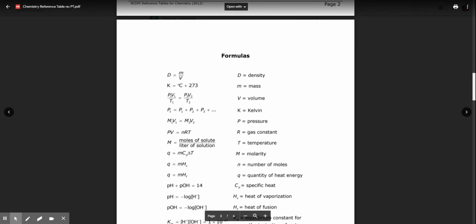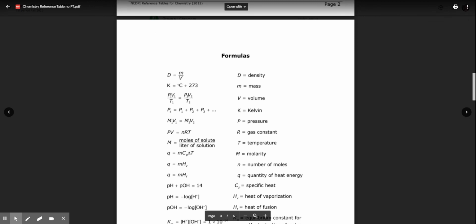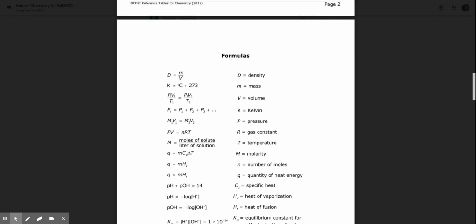And then in this other column, any of the variables that need to be defined are defined. So if you forget what something means, you can look at it over in this area right here. First we have density. Density is mass over volume. We use the triangle trick for that one. Always, when you draw your triangle, check and make sure that density is mass over volume.